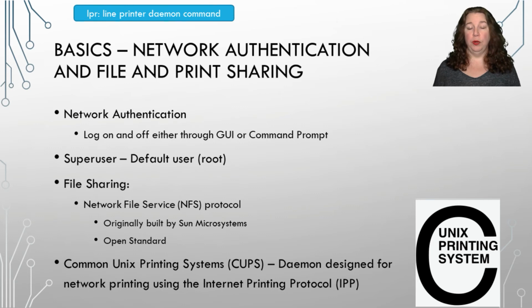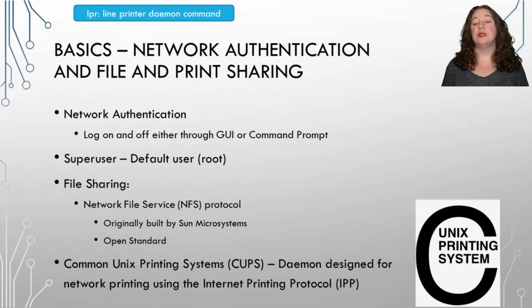So if you have a network printer that you're connected to, you would use the CUPS system to be able to connect to that. If you've actually connected your printer directly to your machine, you could just use your line printer daemon. So LPR to be able to print. So the Internet Printing Protocol is a protocol that we use to define how to print across network printing. And the Common Unix Printing System, CUPS, is used as a daemon to do that network printing using IPP.